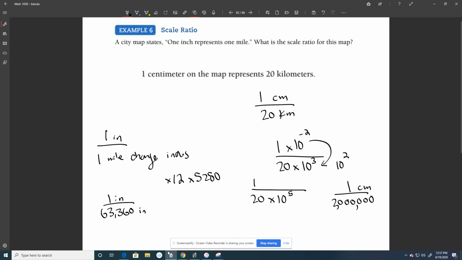So 1 centimeter being compared to kilometers is 2 million centimeters. So there's 2 million centimeters in a kilometer. So my scale would be 1 centimeter to 2 million centimeters in the real world. I think it's a little bit easier when we're converting with kilometers and centimeters and gigabytes and decabytes and all these other forms than it is when we're dealing with inches and grams and pounds and different things that way.